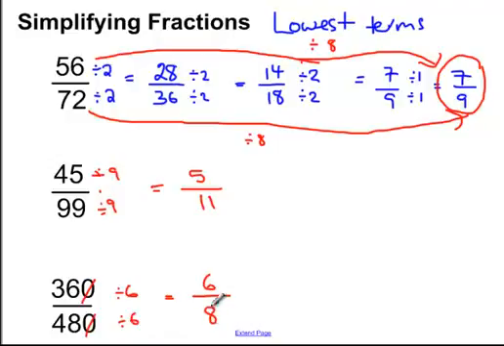Now, is there anything that goes into both 6 and 8? Well, they're both even, so we divide the top and the bottom by 2. 6 divided by 2 is 3, and 8 divided by 2 is 4. Now, is there anything that goes into both 3 and 4? No, there isn't. So 360 over 480 simplifies all the way to 3/4. That's the same proportion as 3/4. The key to simplifying fractions is to divide the numerator and the denominator by the greatest common factor.